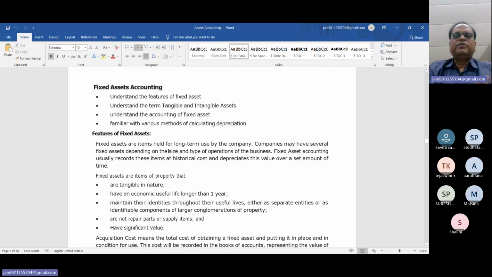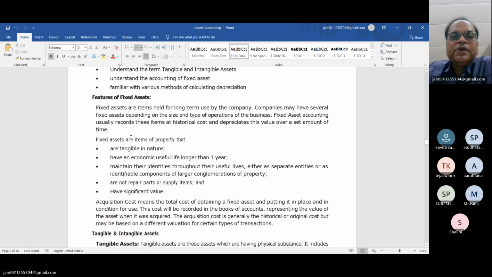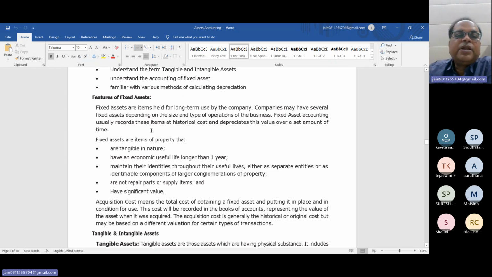Now next is the fixed assets. Now what are the features of the fixed assets? Fixed assets are items held for long-term use by the company. Period is more than 1 year. Companies may have several fixed assets depending upon the size and type of the operation of the business.